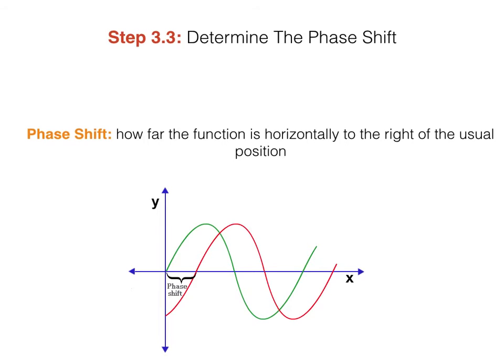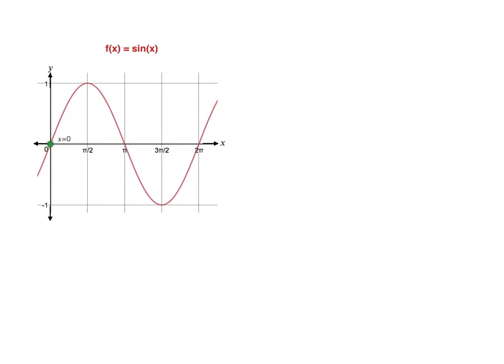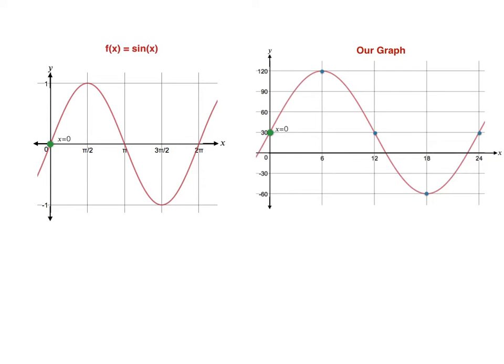Step 3.3. Determine the phase shift. The phase shift is how far the function is horizontally to the right of the usual position. The usual starting position of a sine function is at x equals 0. The starting position of our sine function is also at x equals 0. Therefore, there is no horizontal phase shift and h equals 0.